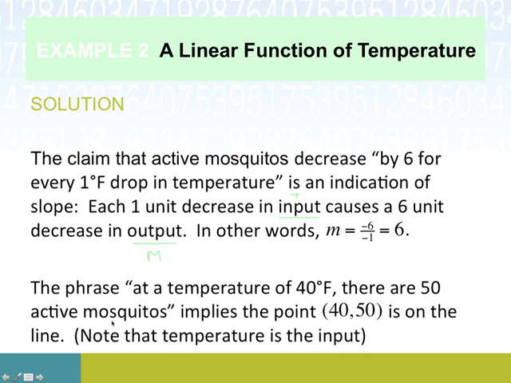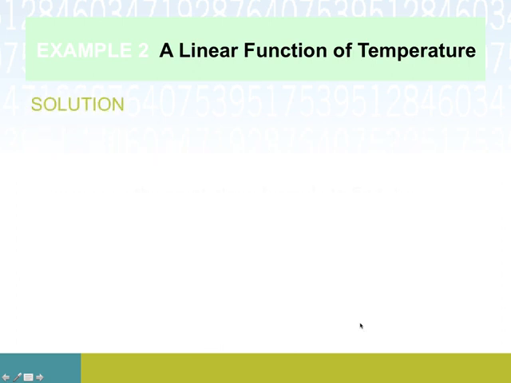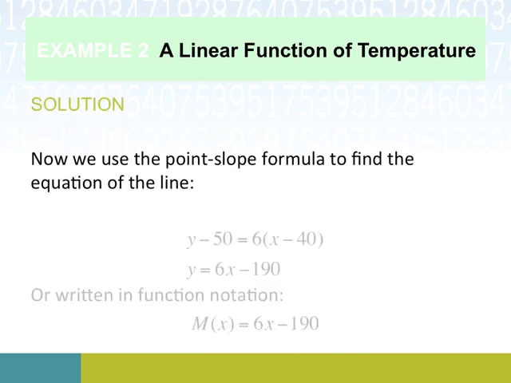50 active mosquitoes. That's not a rate of change, but it does give us basically a little snapshot. It tells us when the input is 40, again because temperature is our input, then the output, number of active mosquitoes, must be 50. So this is a point on our line, essentially. And now, if you notice, we've got a slope and a point on our line, and point-slope formula is perfect for this situation.